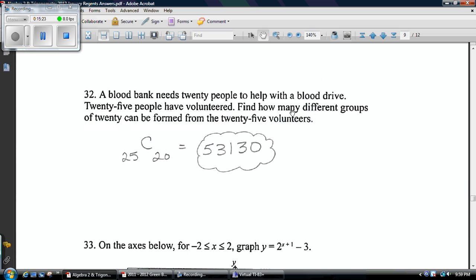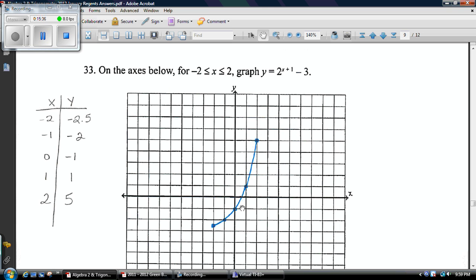The blood bank needs 20 people. 25 people have volunteered. How many different groups? Order doesn't matter. It's a combination problem. You got 25 people volunteering. They need only 20, so it's 25 C 20. This one, use your calculator. Honestly, that's a piece of cake problem. Just plug in. Here's my table of values out of my calculator.